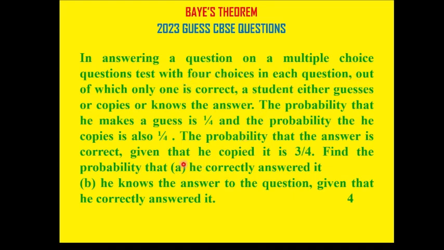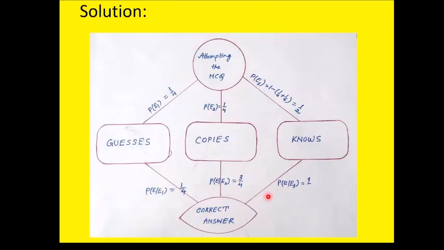In each question, a person can either guess it, copy it, or know the answer. The probability that he guesses is 1 by 4, the probability that he copies it is 1 by 4, and they have not mentioned the probability of knowing, because we can find that ourselves. I have done it this way: guessing probability is 1 by 4, copying probability is 1 by 4, and we know that these 3 events are mutually exclusive.